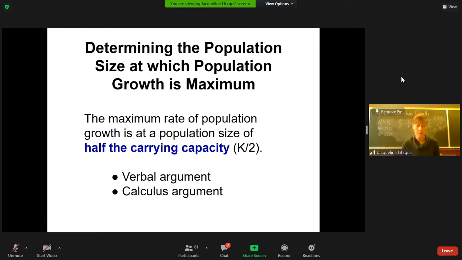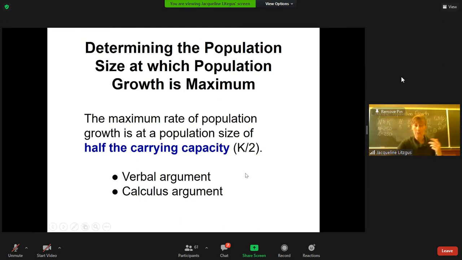So there's lots of reasons why managers and biologists might want to know when the population is growing its fastest. And it turns out that the maximum rate of population growth is when the population is at half of its carrying capacity. So that's here, this K over 2. So population growth rate is maximized at half of carrying capacity, K divided by 2. And so we're going to consider 2 ways to look at this.